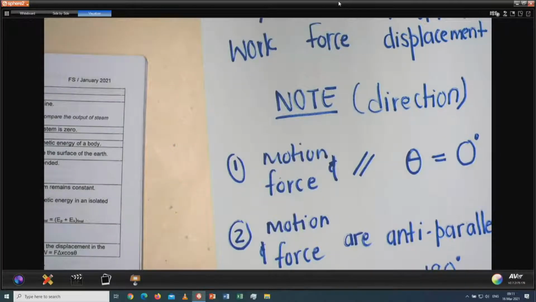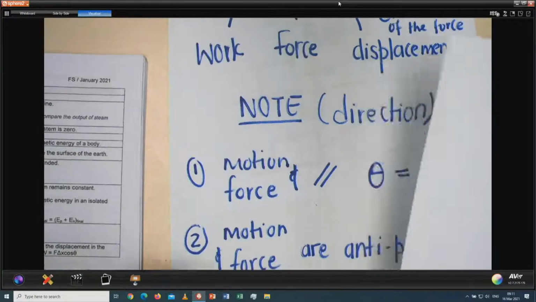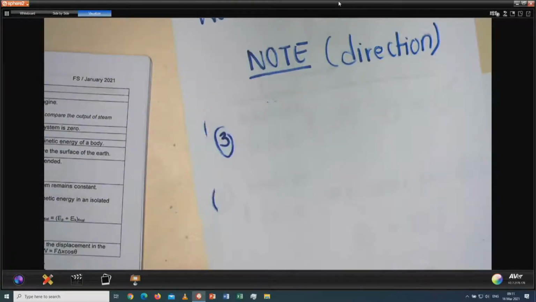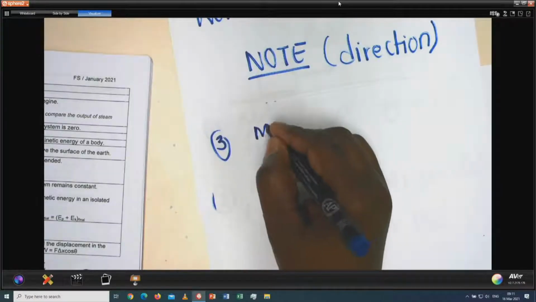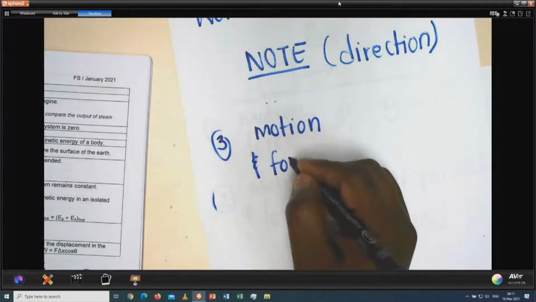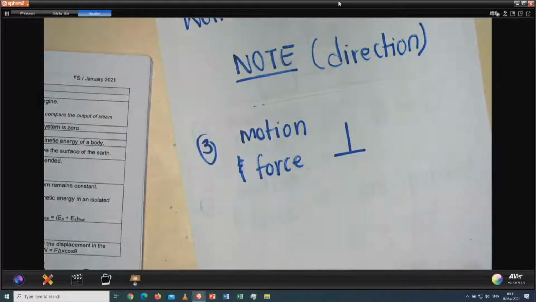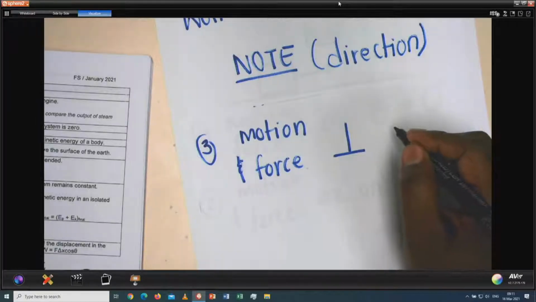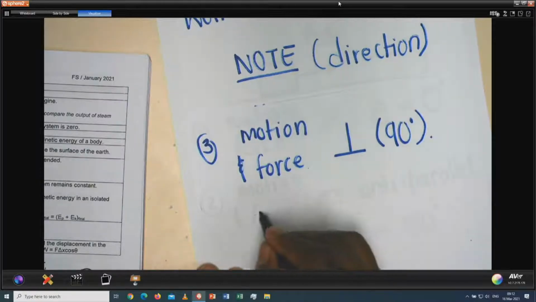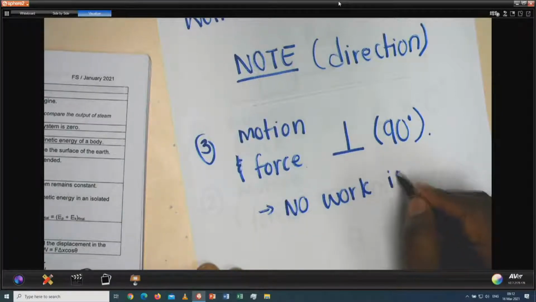And then the third thing that we must note is that if the motion and the force are perpendicular to each other, then this means that perpendicular must give us an angle of 90 degrees. Then we can say no work is done.